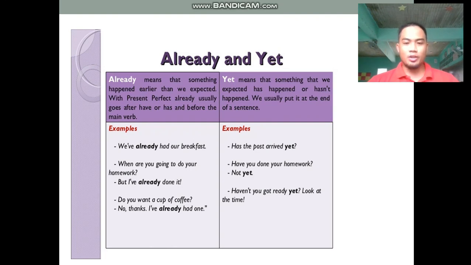Okay, let's move on to already and yet. So, when do we use already and yet? So, already means that something happened earlier than we expected o kung natabo na. And yet means nga wala pa natabo. Okay?